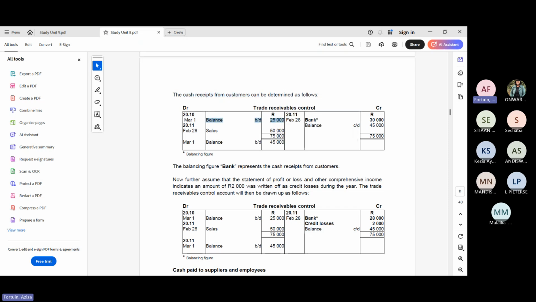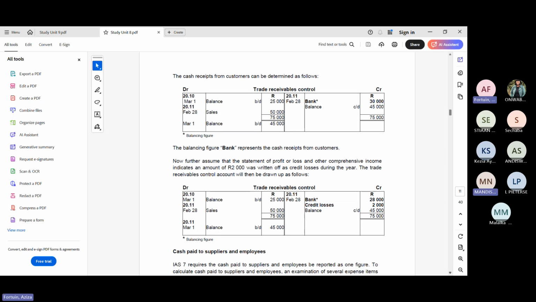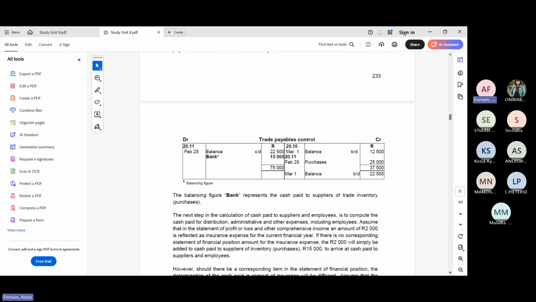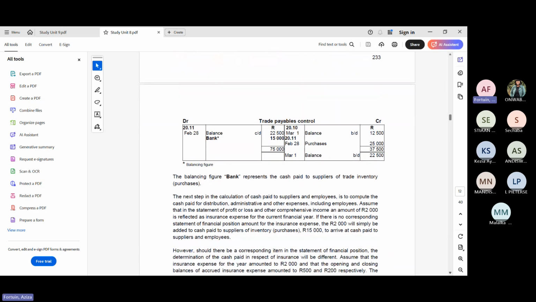There's your balance brought down, right? The revenue or the sales that they gave was 50K. There's the missing figure, the bank that we calculated. Here's my trade receivables control account. Here they're saying that now they just added credit losses. Isn't that what we did? Yes, it is. Can you see? The book is doing exactly that. Trade payables control.